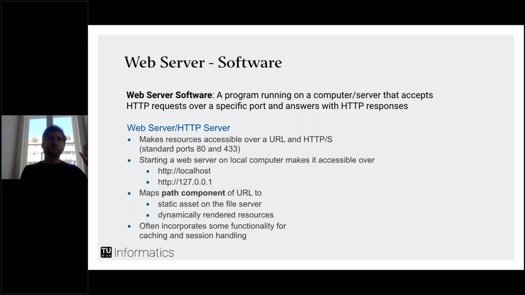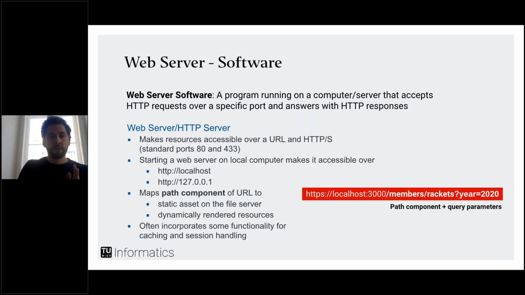And what the local web server does, very high level, is it takes the path component of a URL, and let's remember the URL that we had in lecture 1. Here it's just localhost:3000. That's a domain or the host name and the port. And then we have the path component. The path component in this case is members/brackets. And then with query parameters.